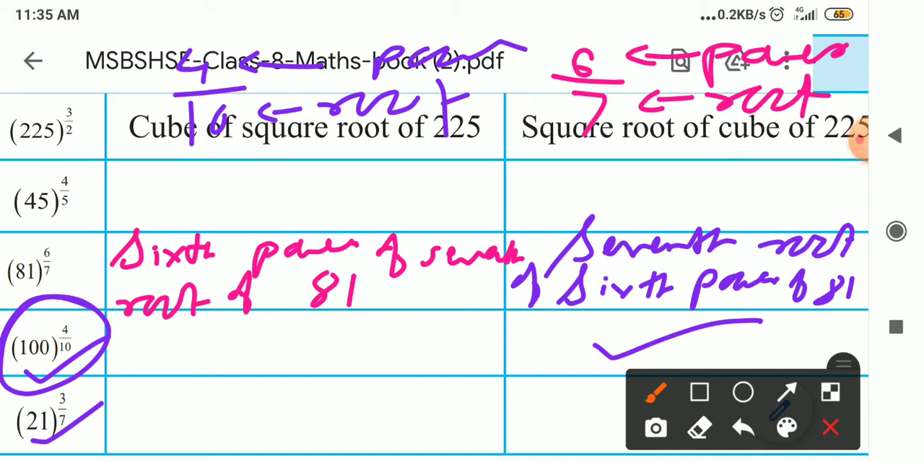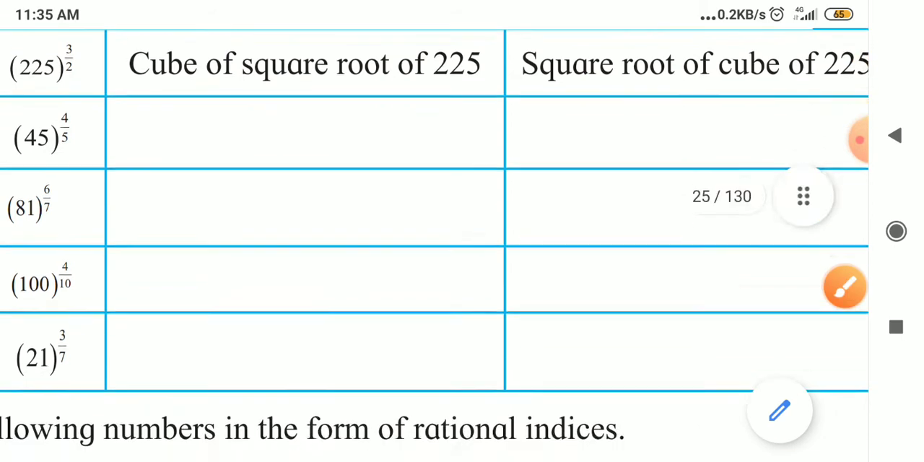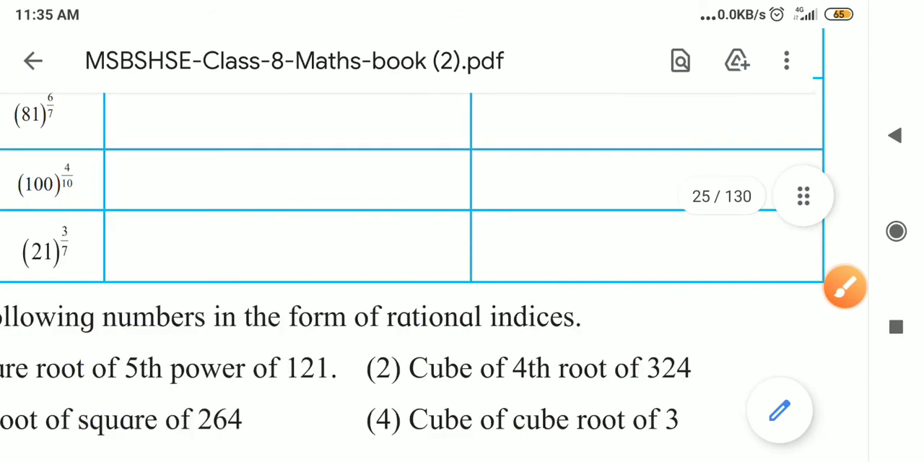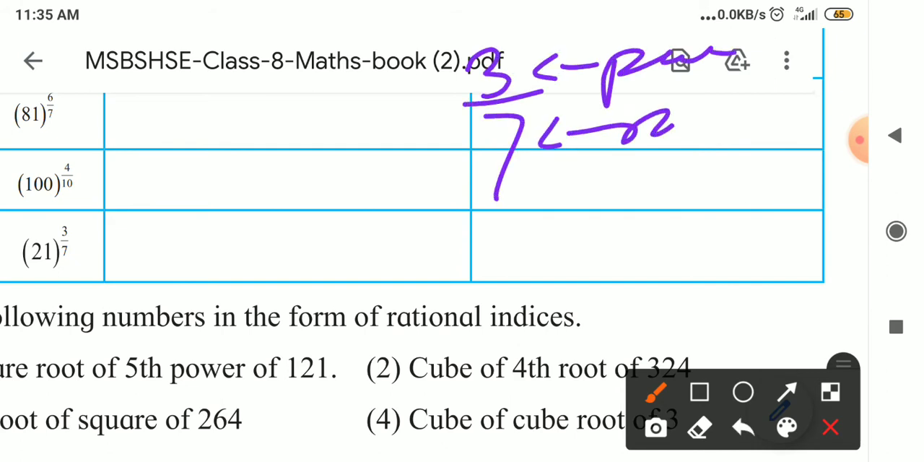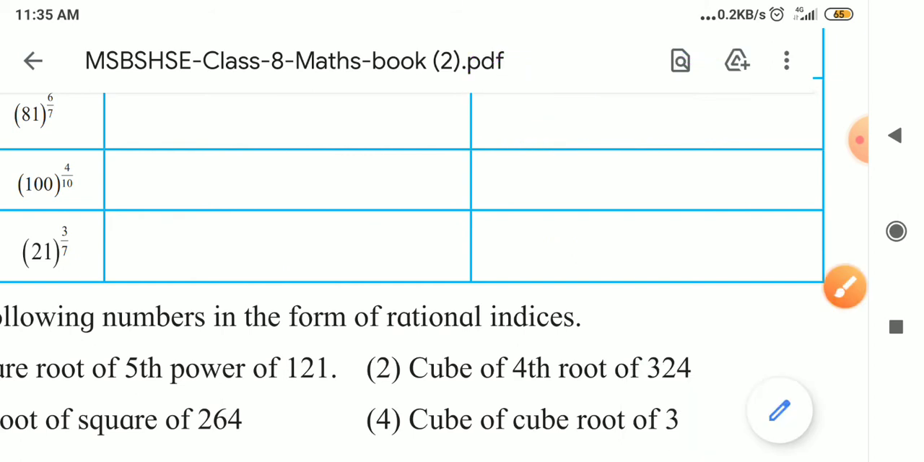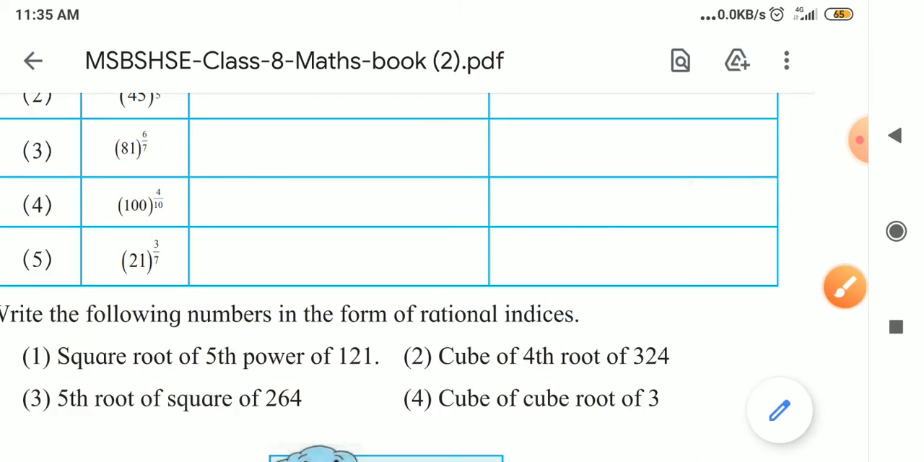Understand? And the last, 21 raised to 3 upon 7. How to read this? 3 upon 7, where 3 is the power and 7 is the root. So from power to root: 3 means cube. The cube of the 7th root of 21. Here we have to write the cube of the 7th root of 21, and here we have to write the 7th root of the cube of 21. Okay, so in this way.